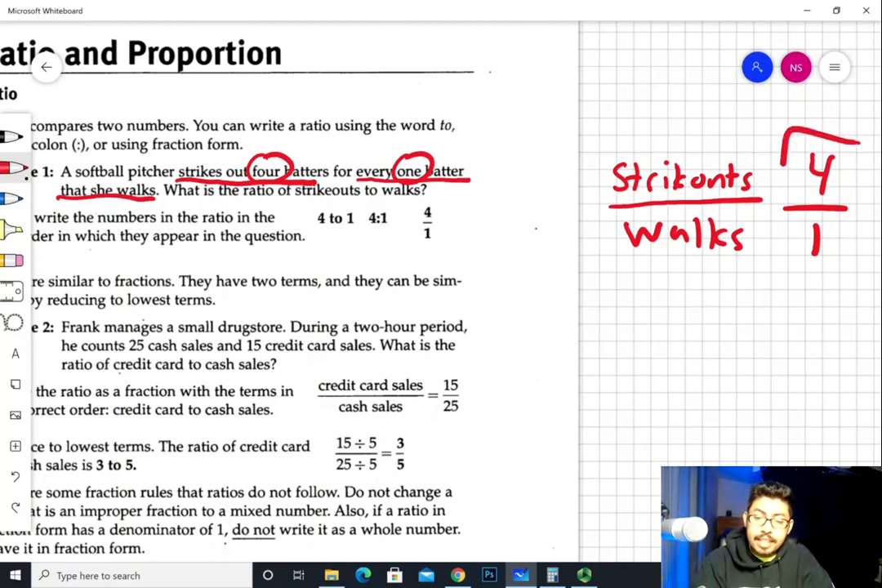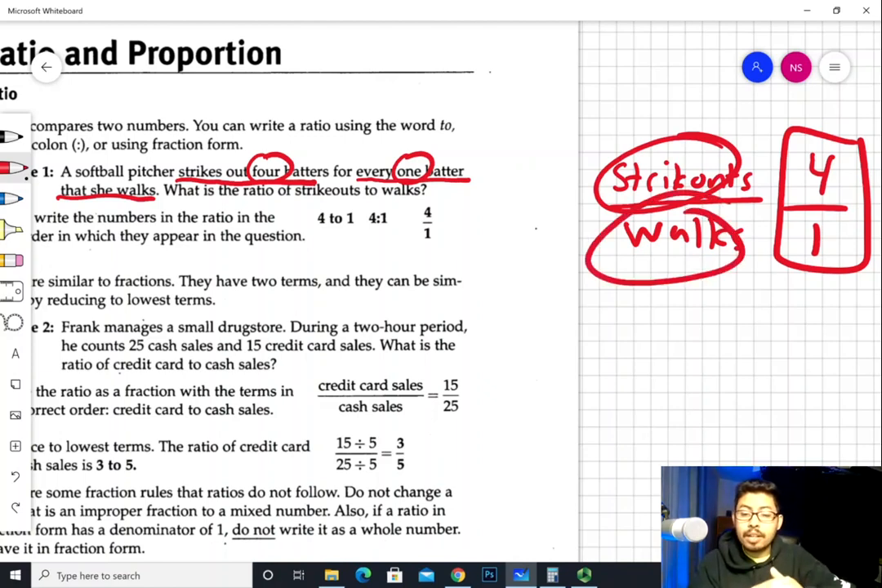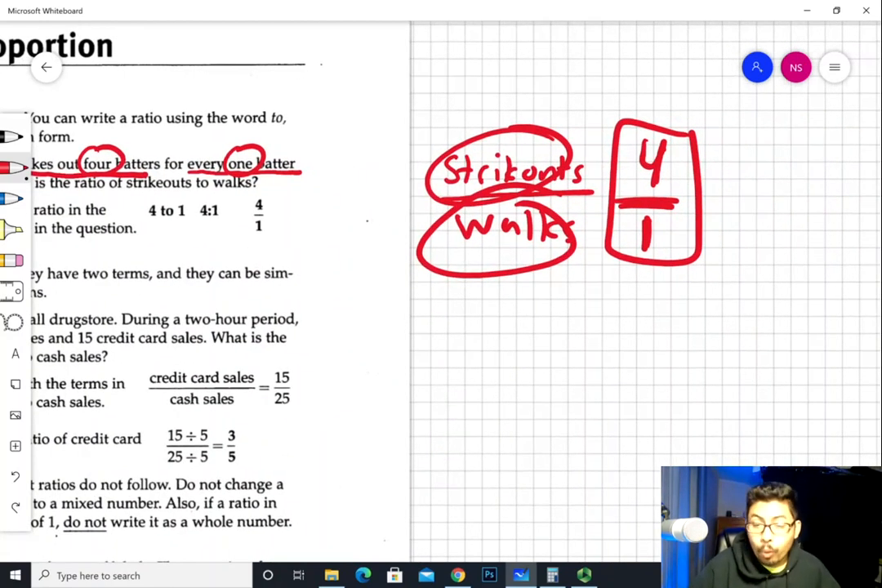You just put it in the designated spots. If we knew the strikeouts were the top and walks needed to go down below, that's why the 4 went there and the 1 went down below. There's my ratio, 4-1. And like I said before, on the GED, you might see this, 4-1. It's totally fine as an answer.